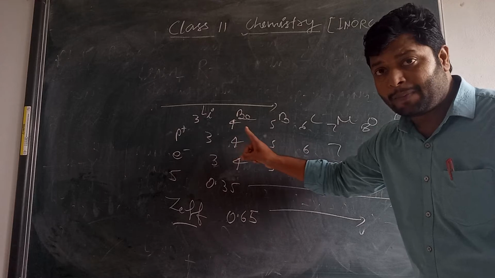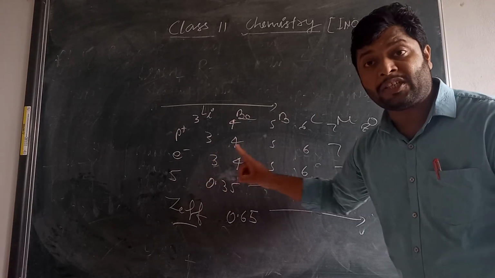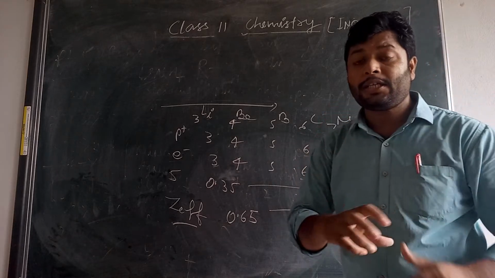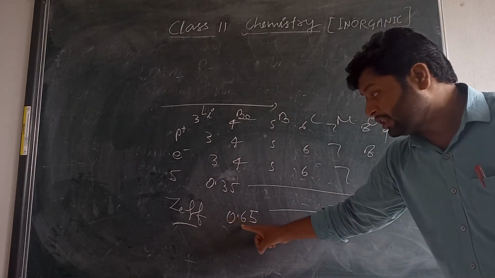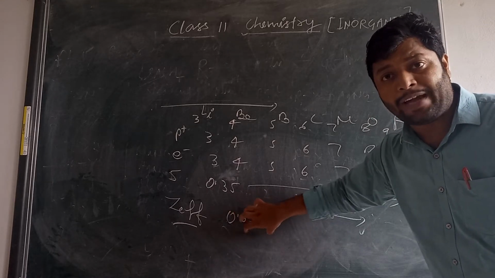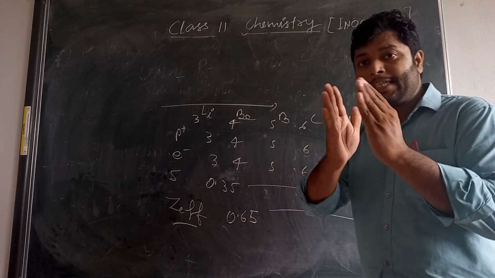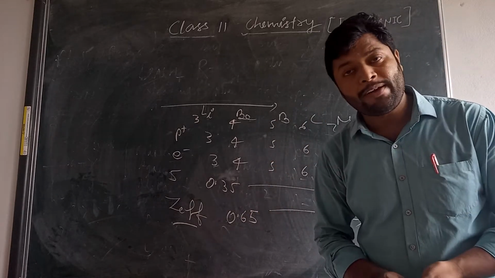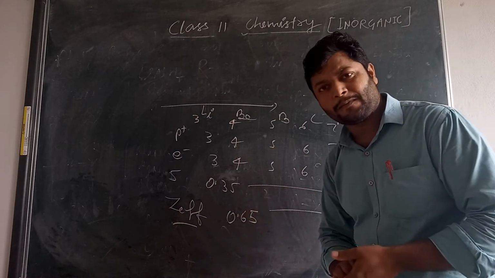With the increase of the number of protons by 1, the increase of screening value is 0.35, and the resultant nuclear charge applied on the last electron is 0.65. And because of the increase of resultant positive charge value, the size is compressed along the period. When we talk about covalent radius and atomic radius, that is the concept only.